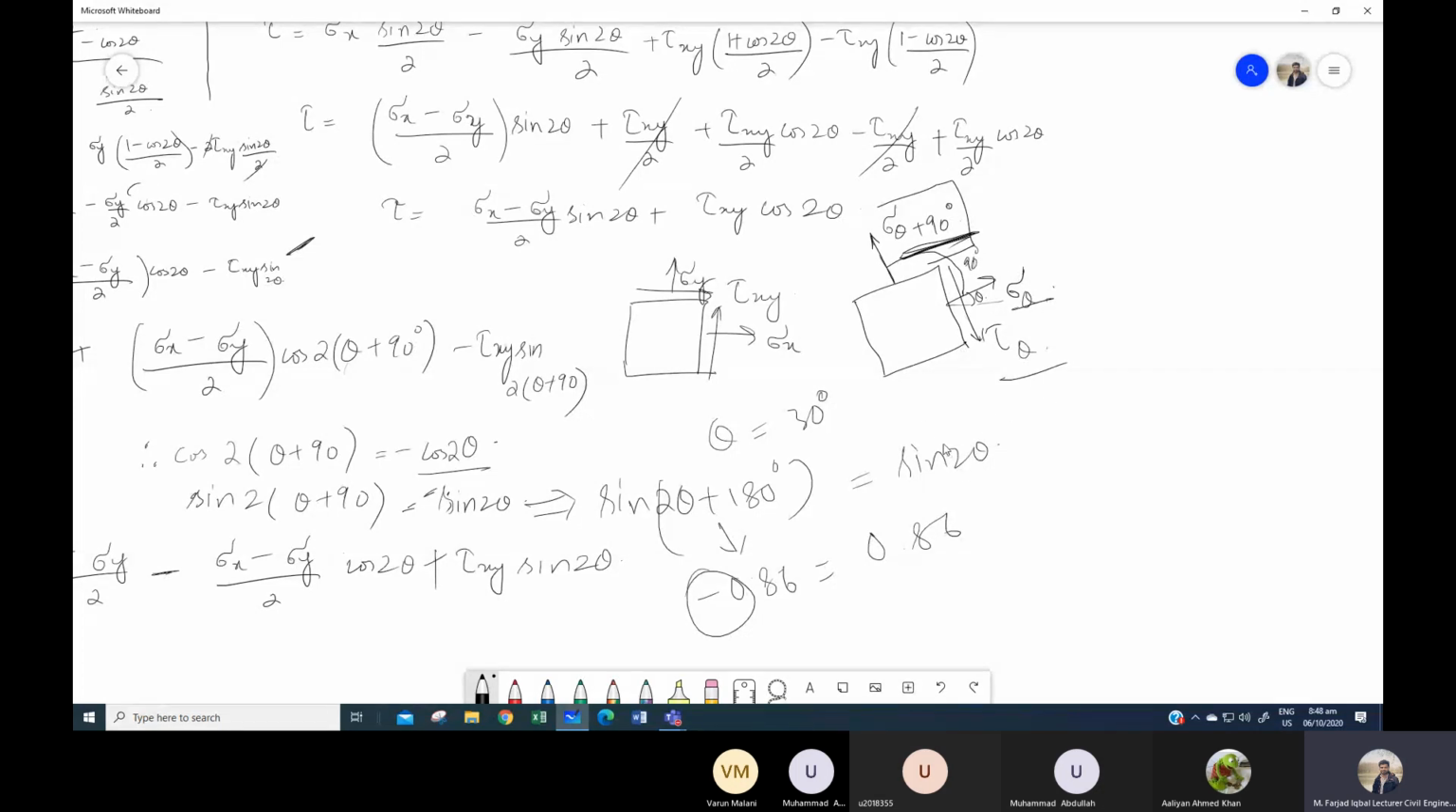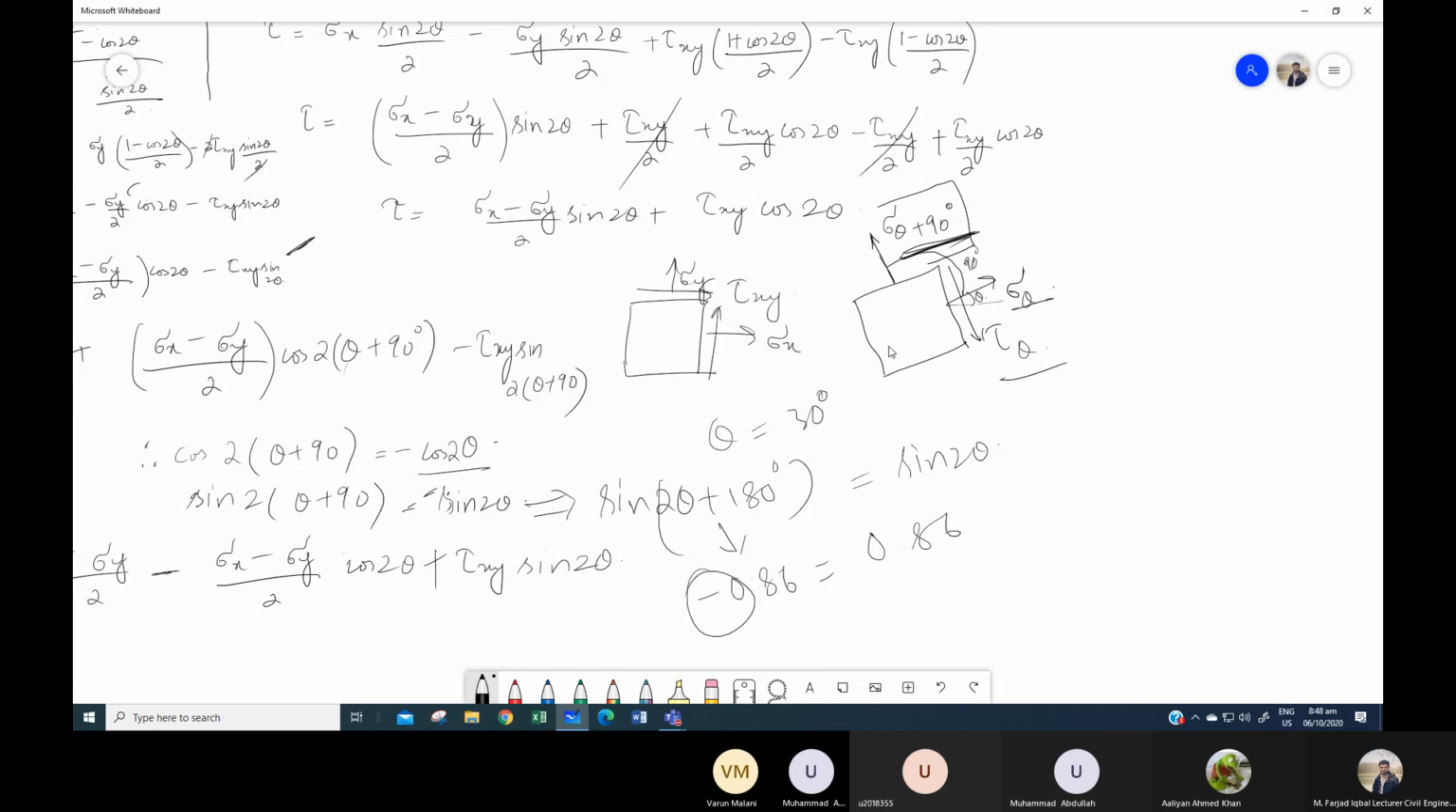So if there is any question about this, you can ask me now. So sir, basically any question on transformation of inclined stresses will come from these equations. Yes, transformation of stresses to the inclined plane.